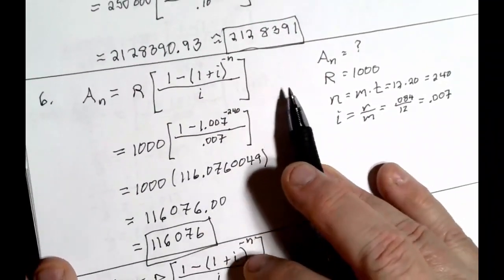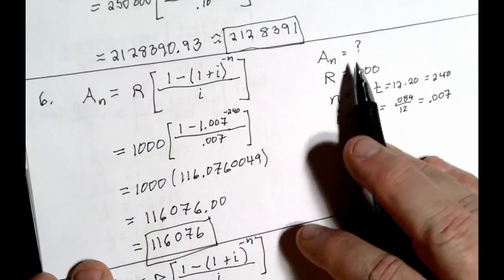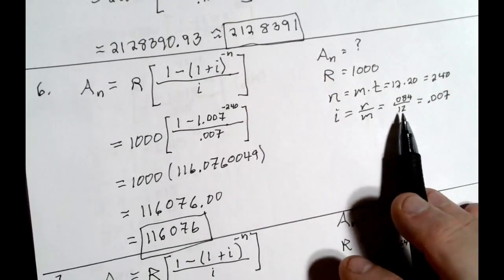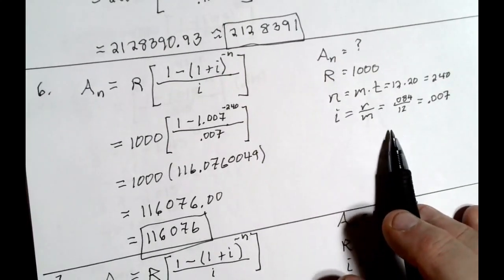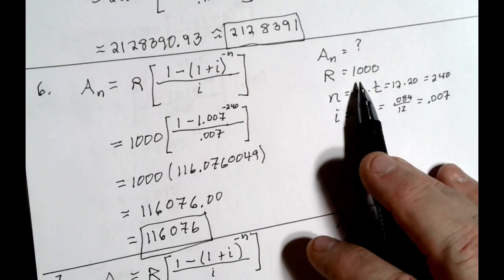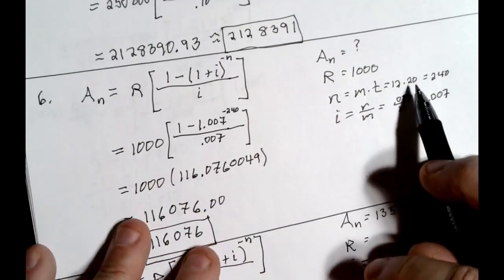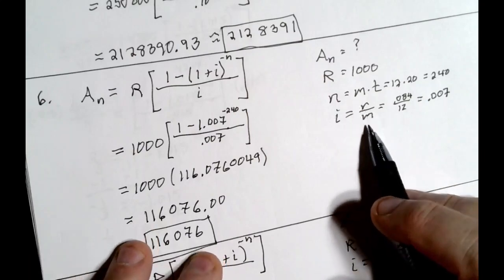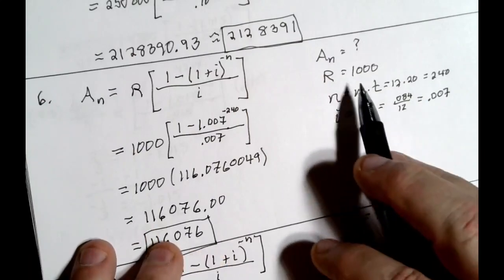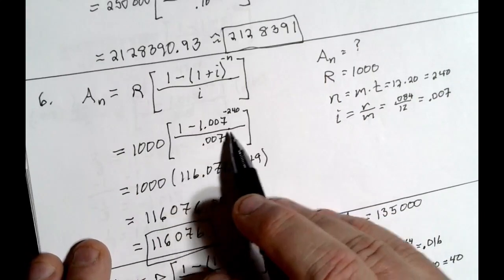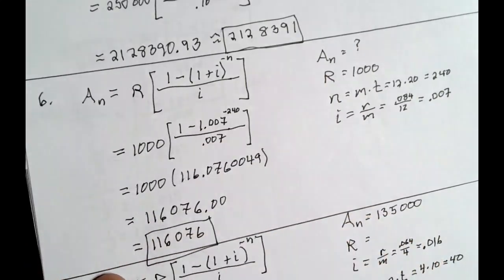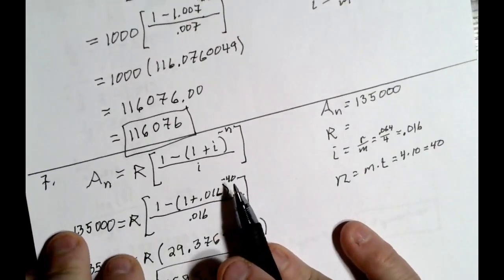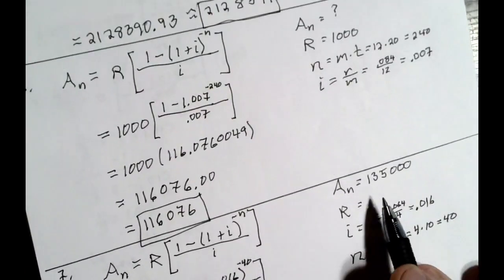Number 6, how much is needed in an account that earns 8.4% compounded monthly to withdraw $1,000 at the end of each month for 20 years. So T is 20, compounded monthly is 12, so it's 240. I is 8.4 divided by 12, which is 0.007. R is 1,000. So you get all this, crunch it down, and you get $116,076.